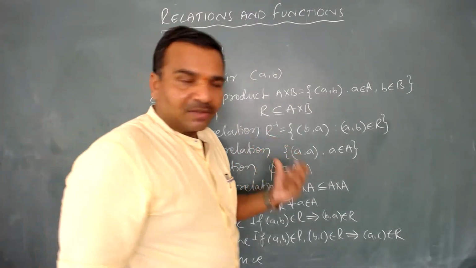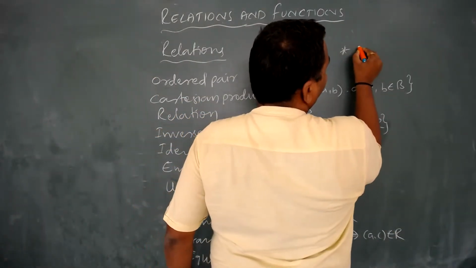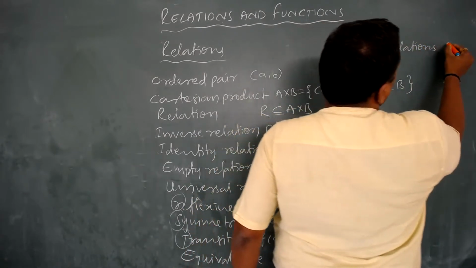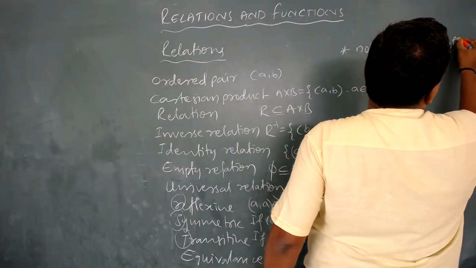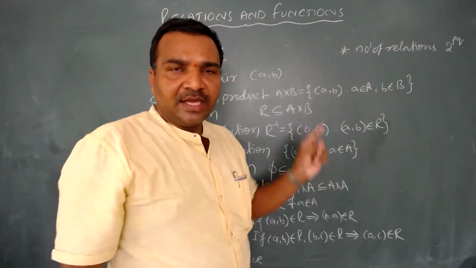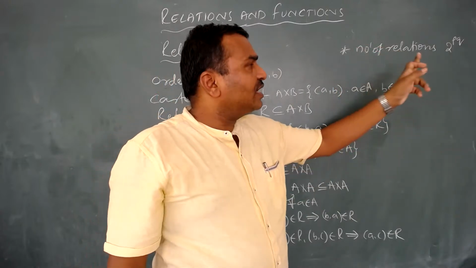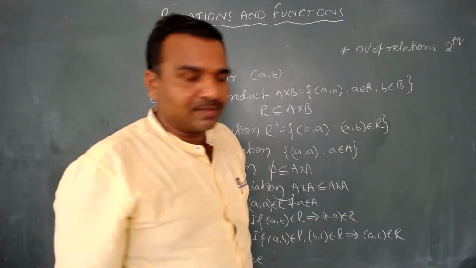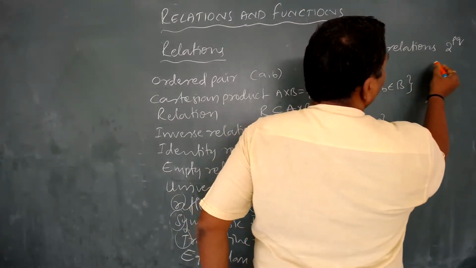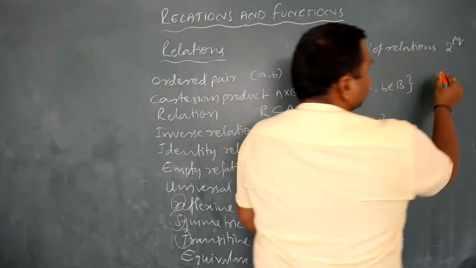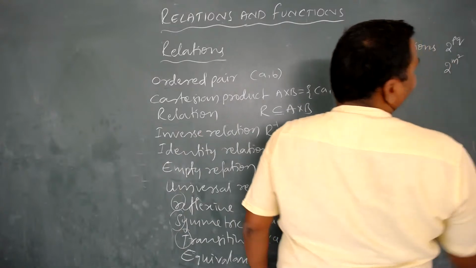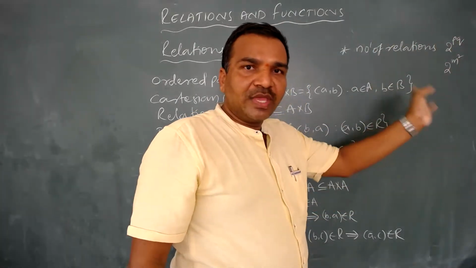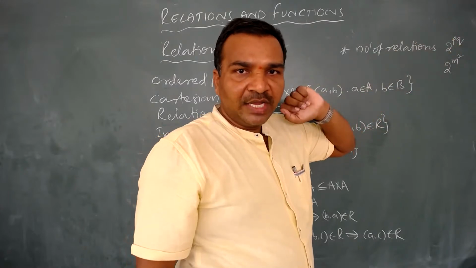So we have given some formulas also. Number of relations formula: 2 power pq. Here p is number of elements in A, q is number of elements in B. So number of relations from set A to set B is 2 power pq. Next, number of relations on A, that means set A to A, is 2 power m into m, that is 2 power m square. Here first set elements are m, second set elements also m. So m into m, 2 power m into m, that is 2 power m square.